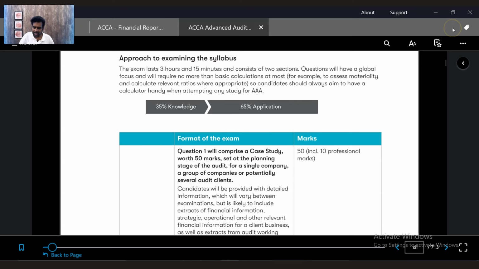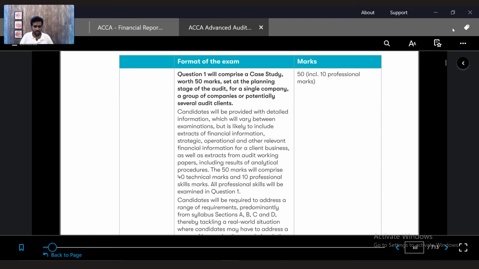The format of the exam is pretty much simple and straightforward. There are 2 parts totally, section A and section B. Section A consists of just one question. It's one question, but it's a comprehensive case study. This is worth 50 marks.